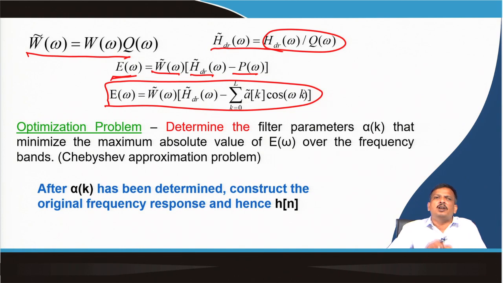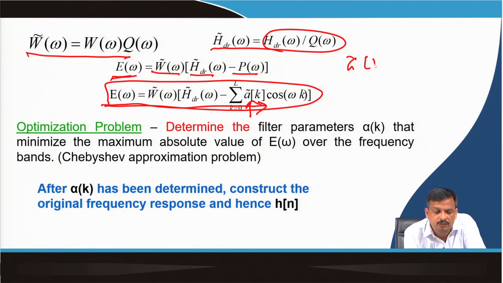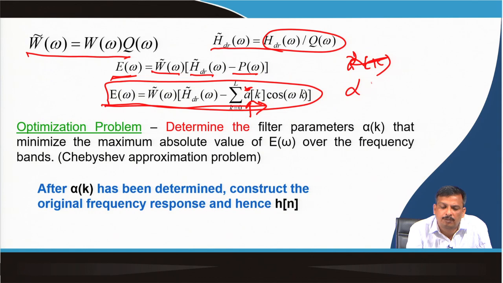Now, if I want to minimize the error, with respect to what? If you see here, I can minimize the error only with respect to alpha_k. So, this is alpha_k.